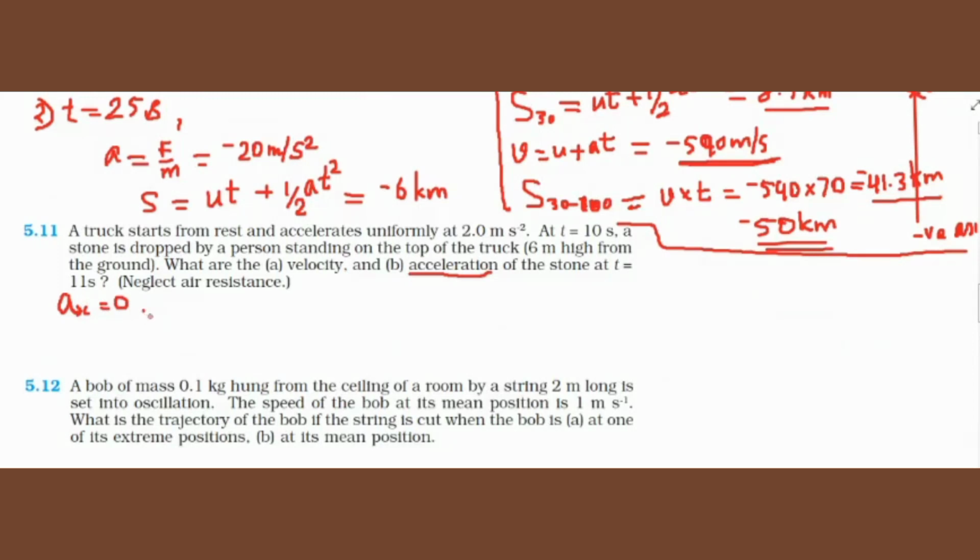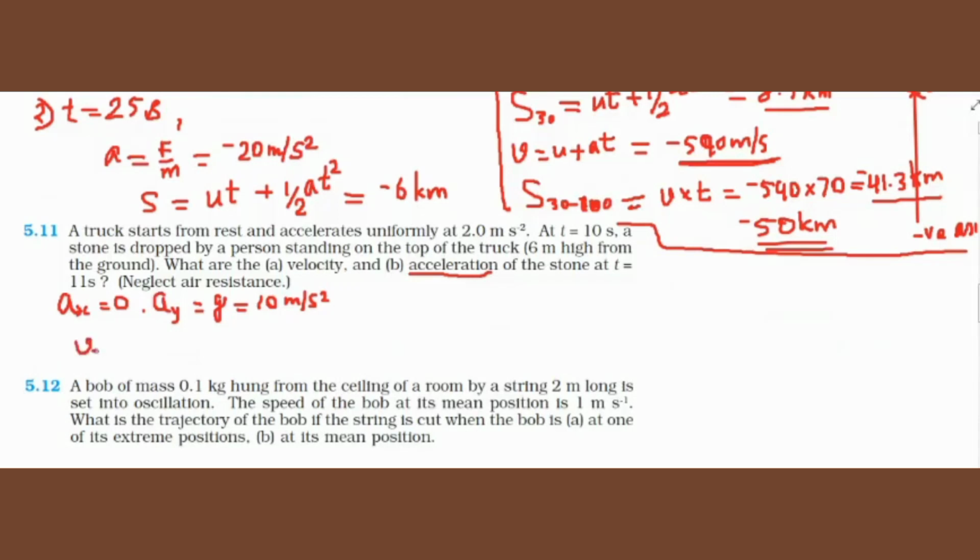Then vertical acceleration is there, ay, and ay will be equal to g. You can take it as 9.8 or 10 meter per second square, that is the vertical acceleration. Okay, so we got the accelerations. Now next we have to see velocities. We think about the velocity first.